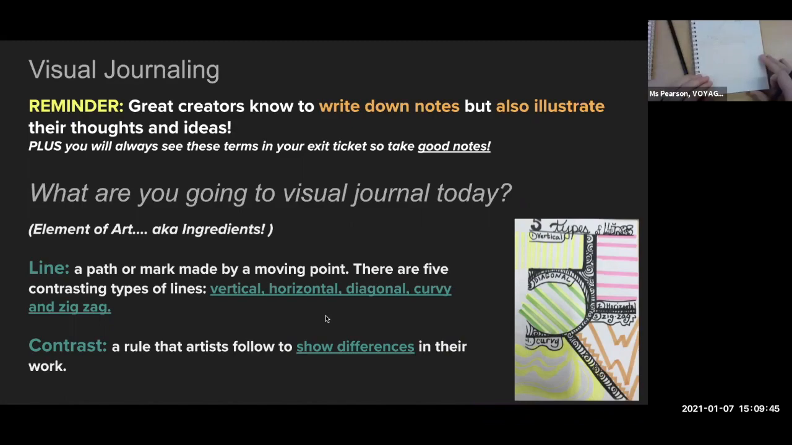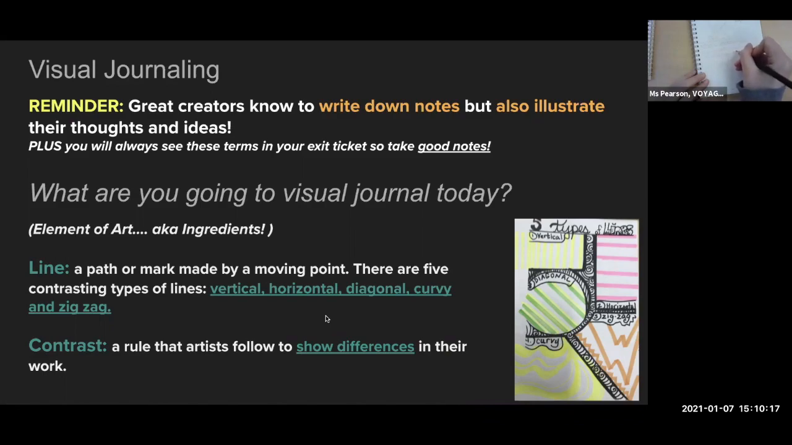All right, so what are we visually journaling today? You're going to be working along with Miss Pearson, following my voice, following the screen. Let's write down these terms. The 2 vocabulary words you're going to write down first are line and contrast. So line, the definition I want you to write, is a path or a mark made by a moving point. It's a path or a mark made by a moving point. Just like the point of Miss Pearson's pencil is moving, she's creating those lines left behind.